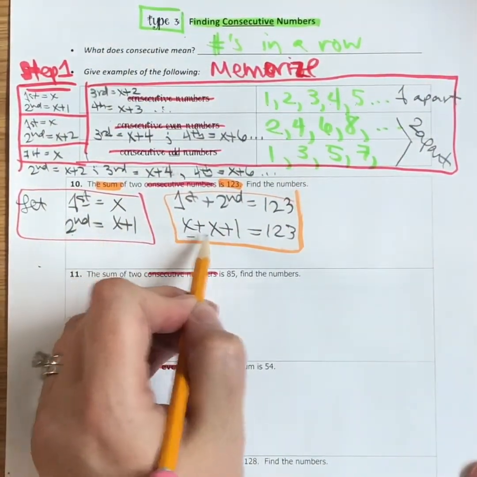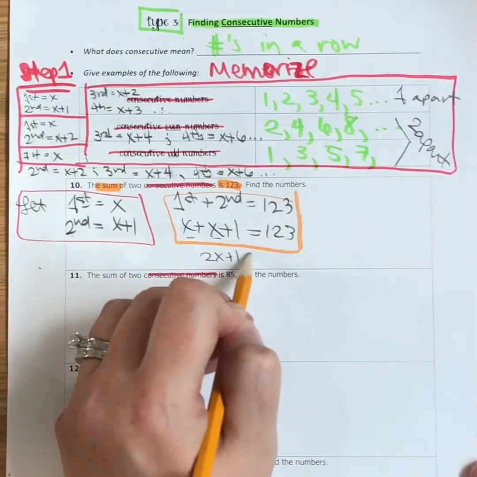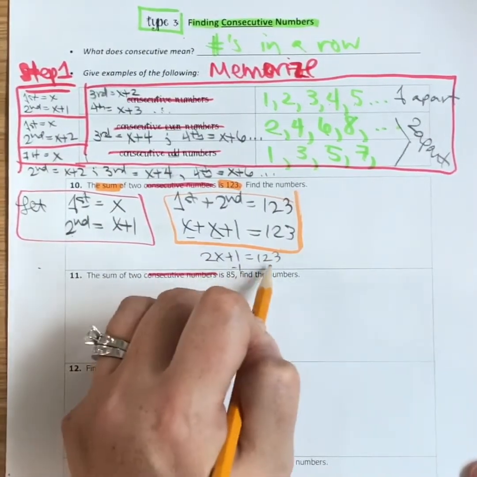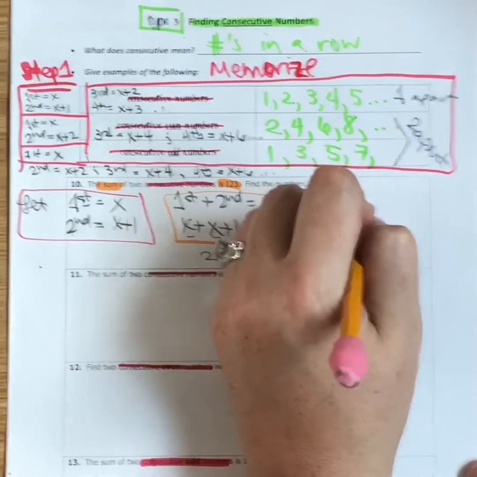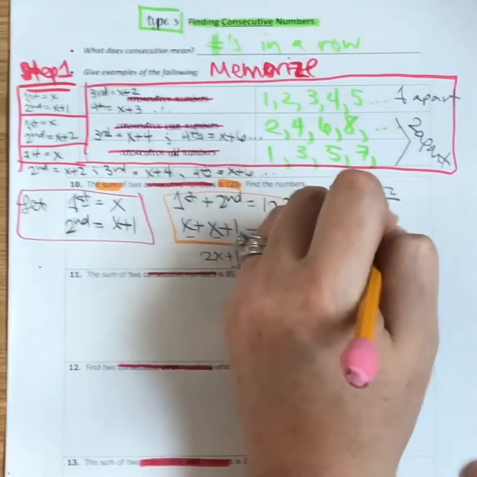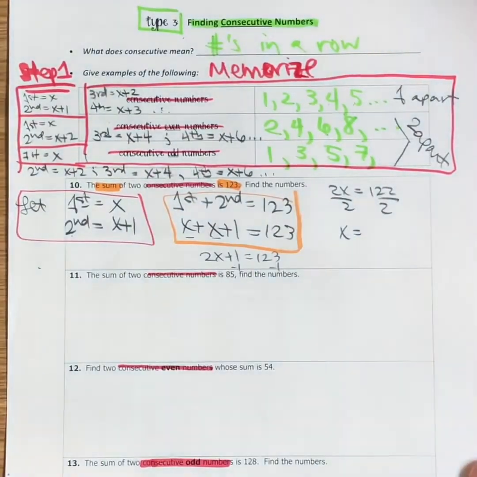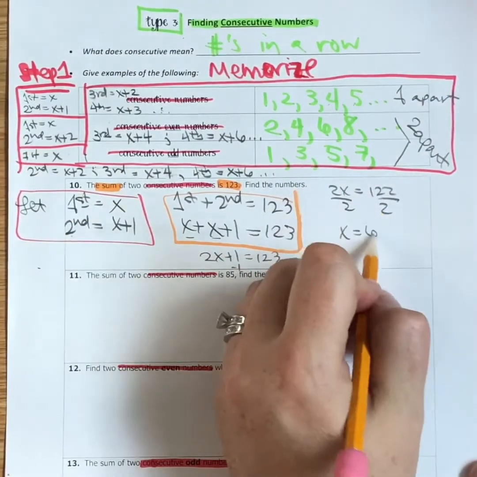And then we just go ahead and combine like terms. So we have 2x plus 1 equals 123, subtract 1. So we get 2x equals 122, divided by 2. And x, which is the first number, if you divide this out, is 61.